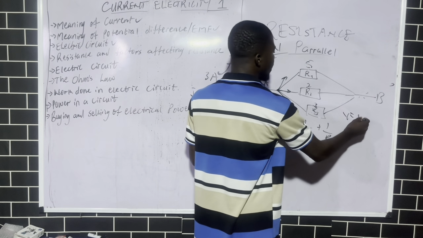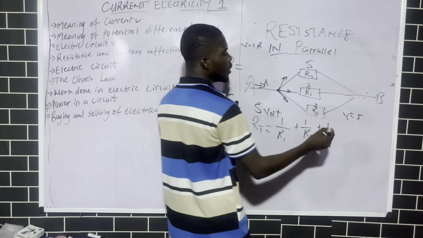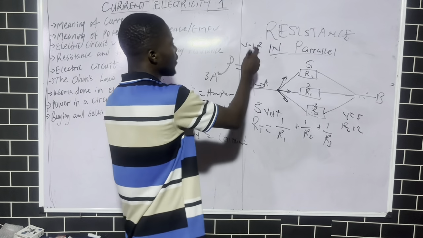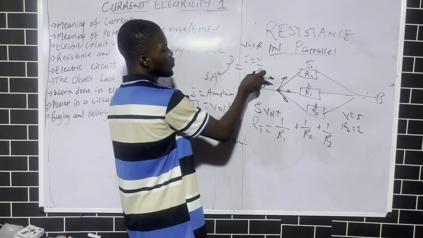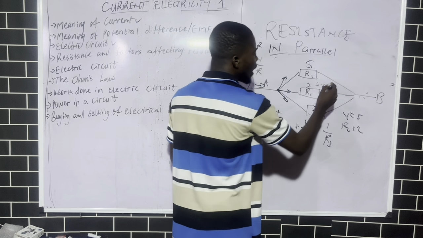Since voltage is 5, the current in this resistor here, let's say R2 is 2 ohm. Then I can use Ohm's law to get my current. We just say I is equal to V over R. So V is 5, R is 2. 5 over 2 is 2.5. So the current that will flow into this is 2.5.